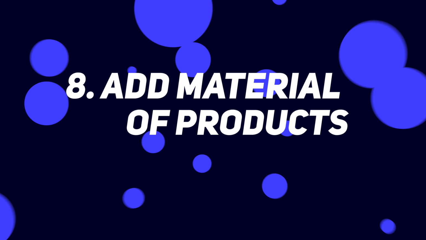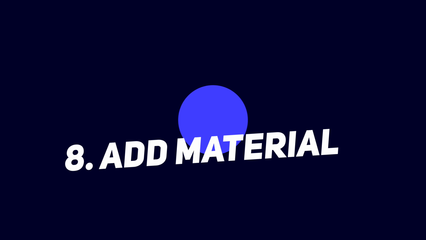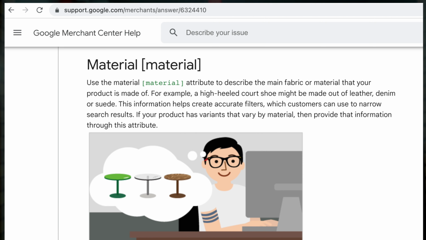The 8th way of increasing clicks for your Google Shopping ads is to add the material of your product. Regardless of which type of products your store is selling, putting in the material of your product is really going to enhance the visibility of your products for your Google Shopping ad. In some cases, there are people who are searching for a specific product with the material. So to them, material is really important.